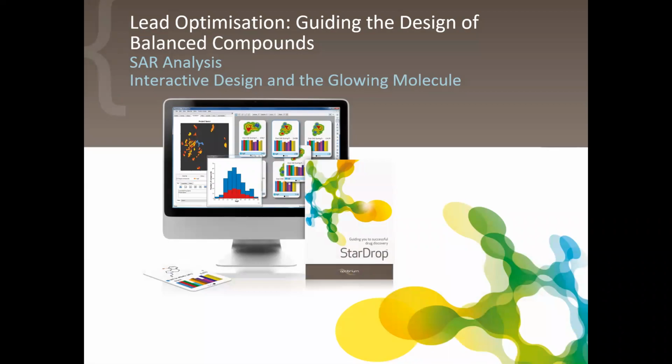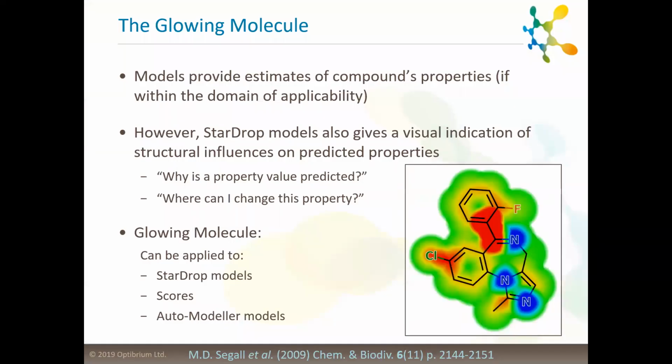Right, so I'll just introduce the design tab of StarDrop. So within this tool, the compounds are shown as a glowing molecule, indicating the regions or the groups on the molecule which contribute to an increase or a decrease in a particular property. So this allows the user to see the regions of the molecule which might need changing in order to optimize that property, and it also shows why that compound received that particular score.